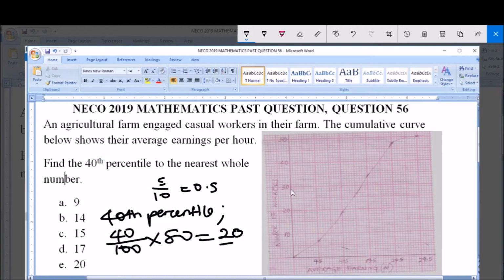Now take note, 20 is not the answer, but 20 is the value on the y-axis, which we are going to trace to a point where it touches the Ogive to get the corresponding value on the x-axis, which is the average earning per hour. And this will give us the value for the 40th percentile of this cumulative distribution.